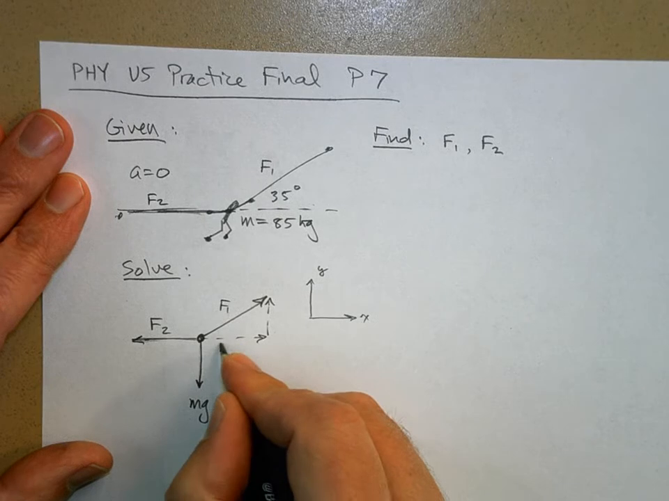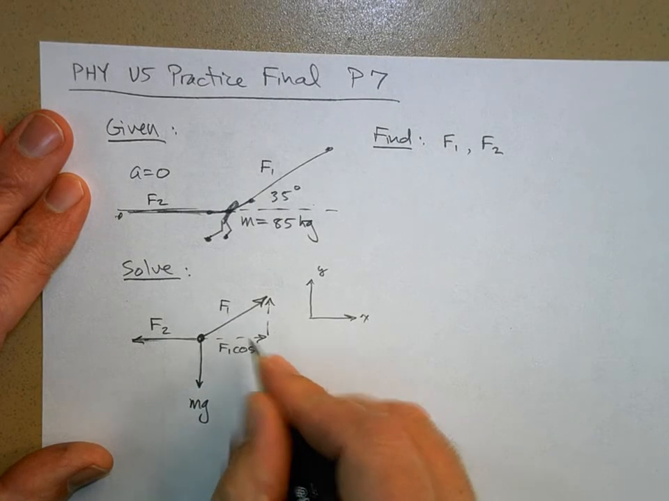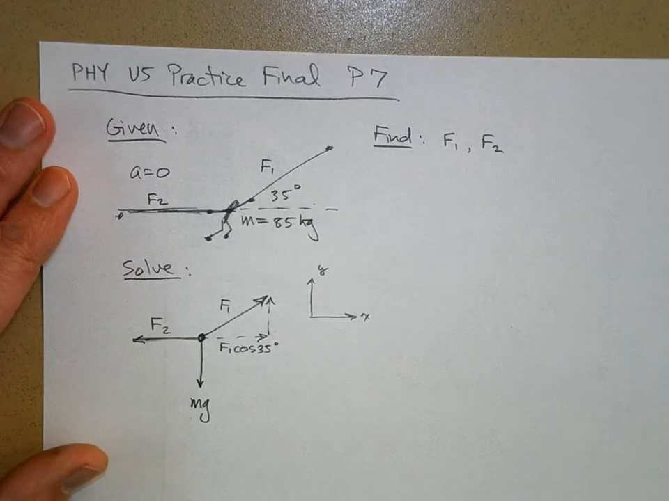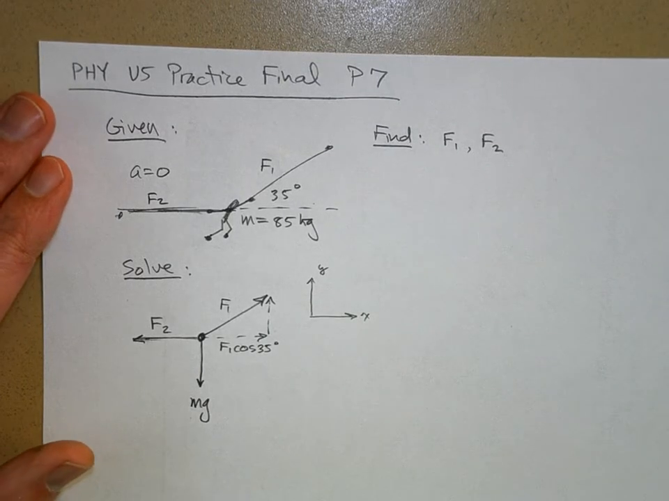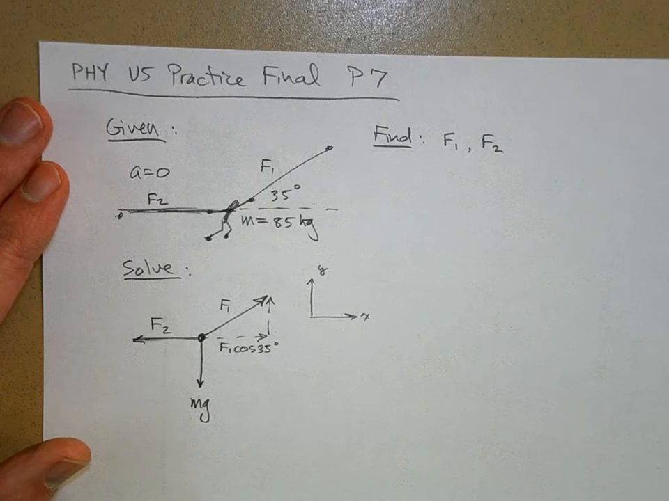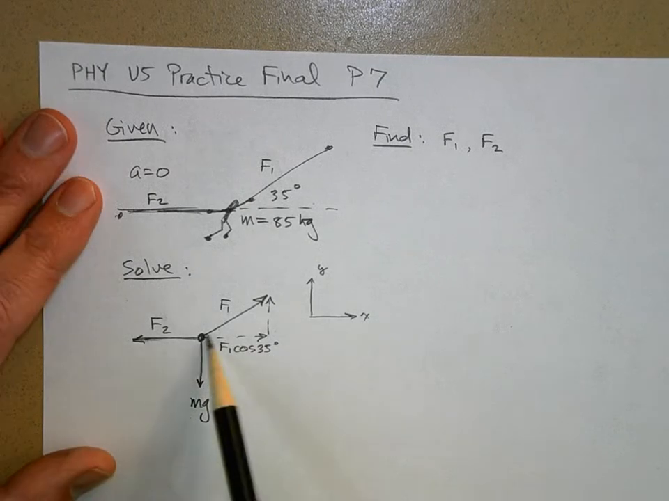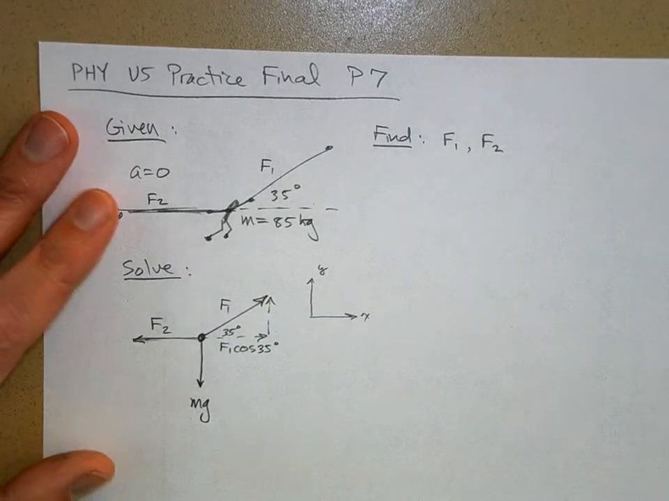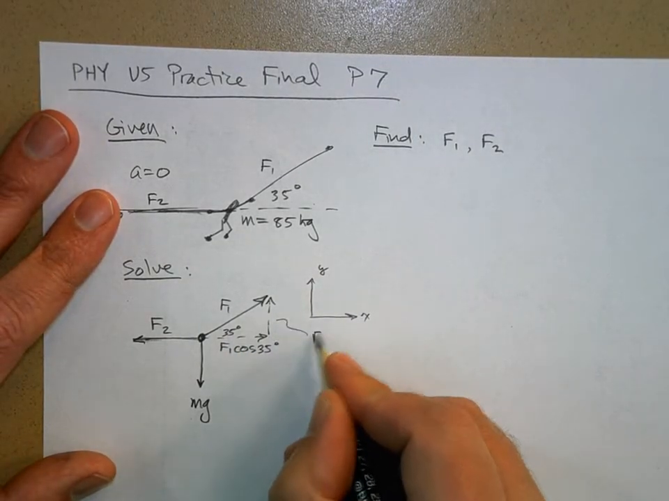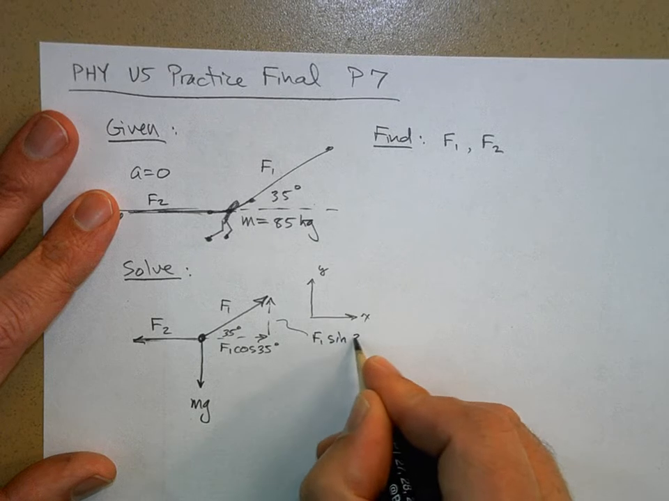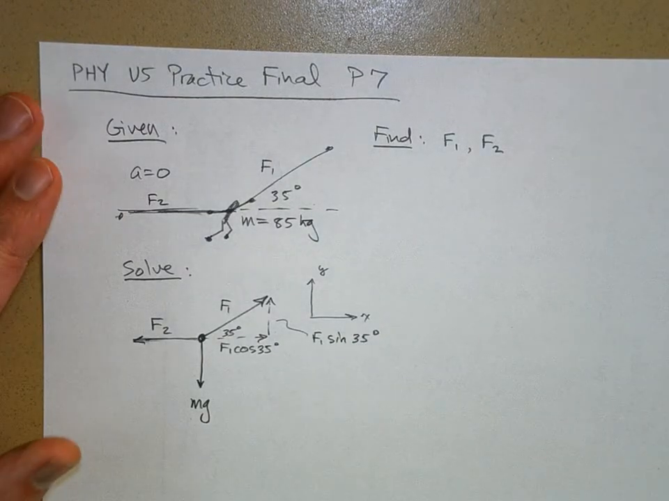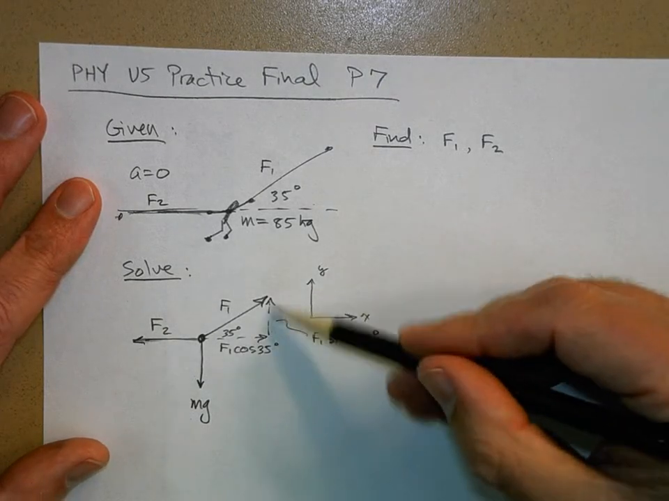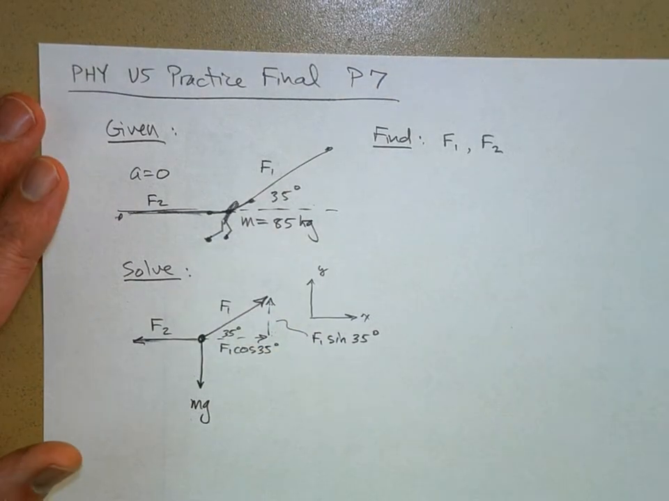So this is F1 cosine 35 degrees. Now, how do I know it's cosine? Is it cosine because it's x? No. It's cosine because it's adjacent to the angle. And then this part right up over here, this is F1 sine 35 degrees. Is it sine because it's y? No. It's sine because it's the opposite leg from the angle.